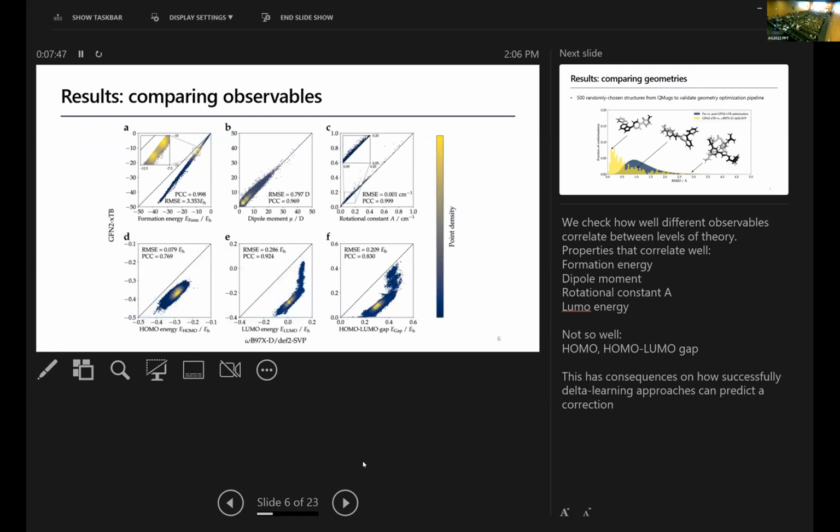So one of the first things that we did was to compare the observables at both levels of theory, and in general, the correlation between xTB and the DFT functional that we chose is quite high. So for things like formation energy, dipole moments, rotational constants, and LUMO energy, correlations are over 0.9. But for others, such as HOMO energy and also for the HOMO-LUMO gap, we found the correlations to be still high, but not as high as the others. And we'll see that this decrease in correlation will also have a performance impact when we try to do delta learning in the second part of this talk.